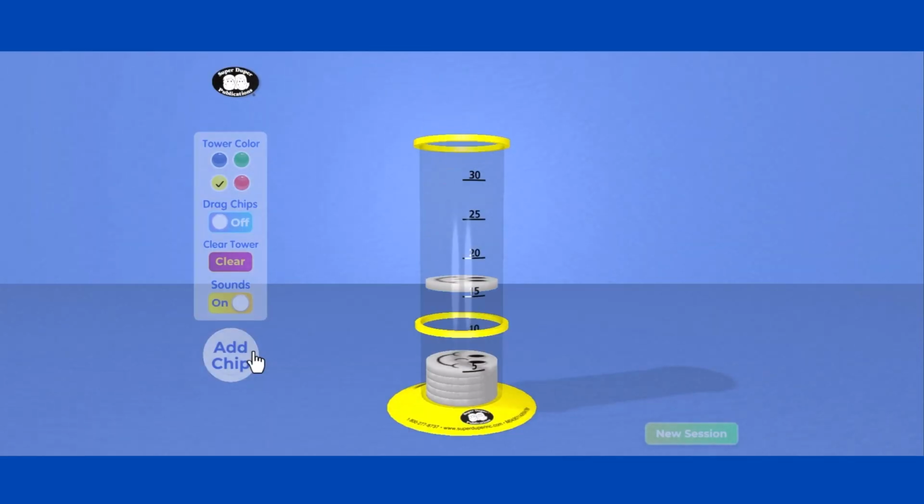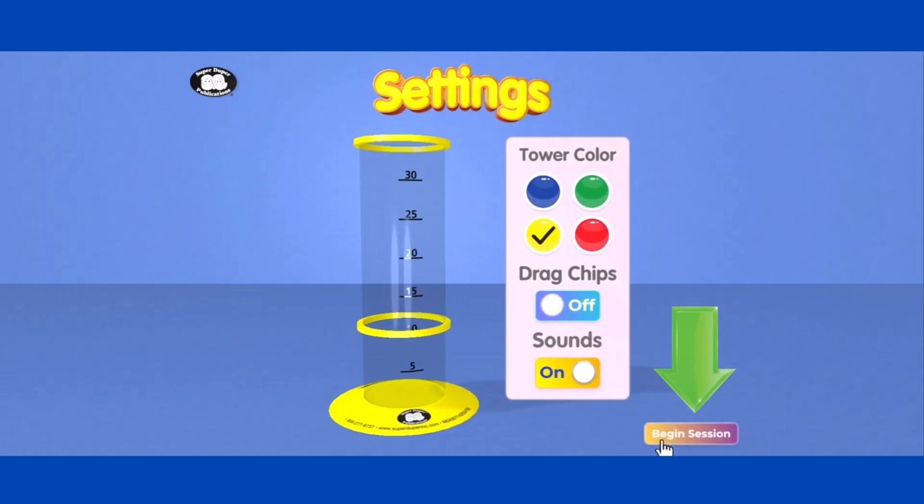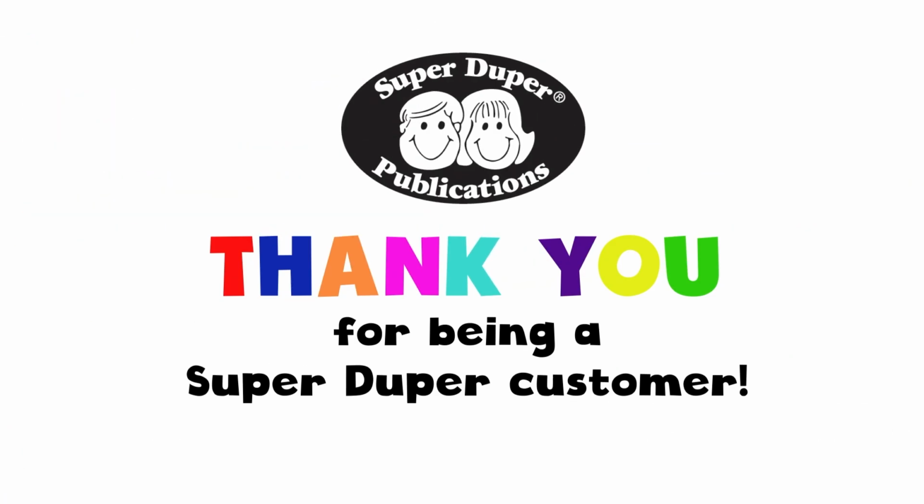Students practice their skills and add chips to the Token Tower for a job well done. Each chip brings students closer to their goal. Click Clear to empty the tower. At any time, click New Session to set a new goal and start a new session.